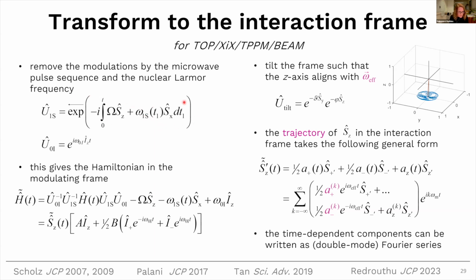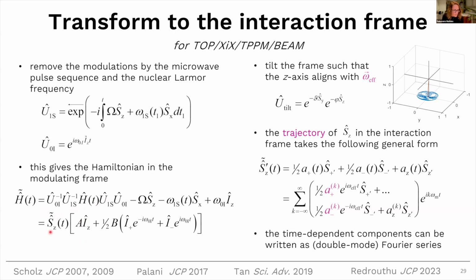So this is now the transformation that we need to apply to get rid of the modulations by the microwave pulse sequence. And this gives us now a Hamiltonian in a frame that I started calling the modulating frame. So this is very similar to the expression that you've seen before, the Hamiltonian in my interaction frame, indicated here with the tilde. And so this transformation has again the effect we want. It removes the large part. So that's the electron Zeeman term, the nuclear Zeeman term, and also the effect of the microwave radiation.